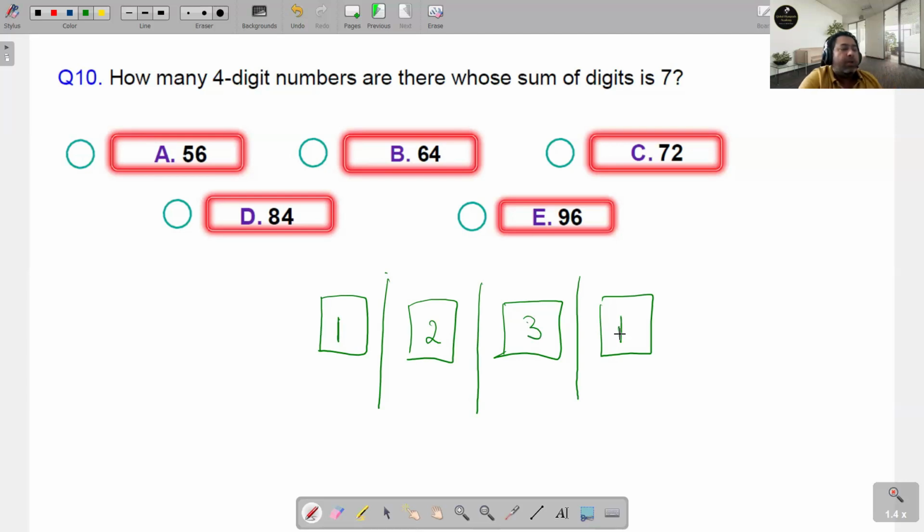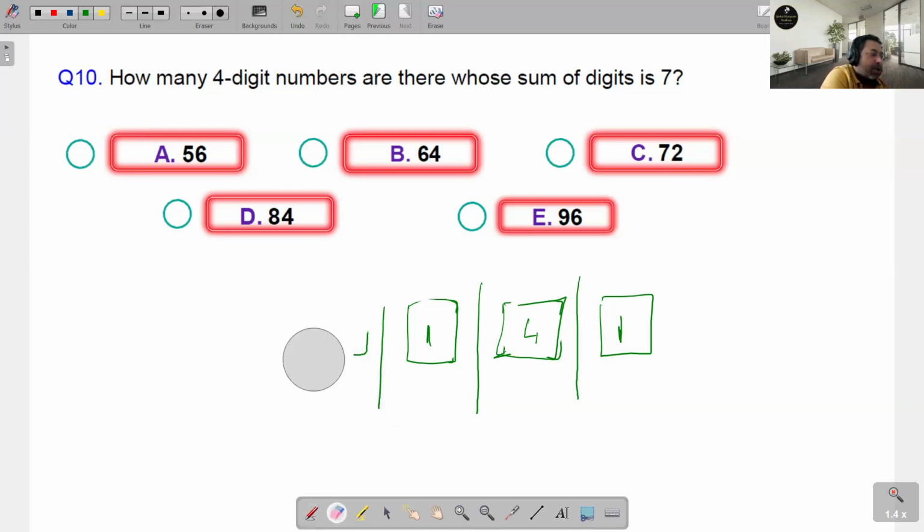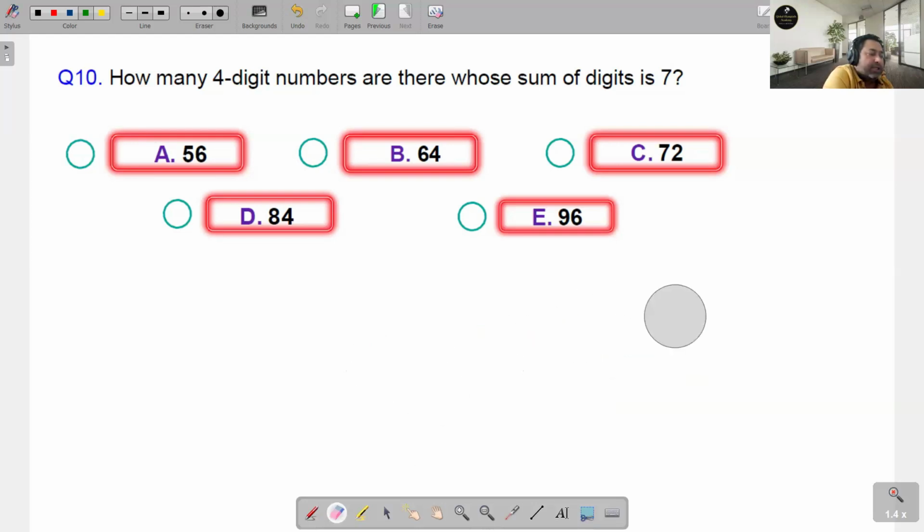Correct. Now, if I shift this wall a little bit to this side, so that this one becomes 1 and this one becomes 4, this guy now moves in over here. Now this is also 7. So we're going to use this concept. And also we know that the guy on the extreme left cannot be a 0, because a 4-digit number cannot have a leading digit of 0.